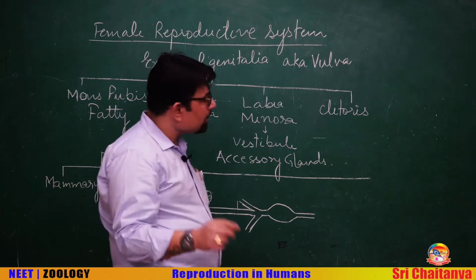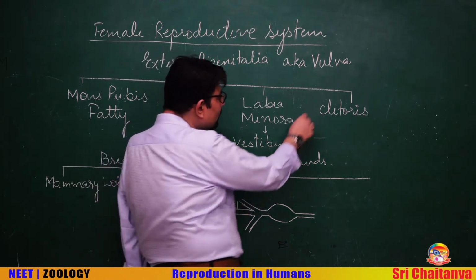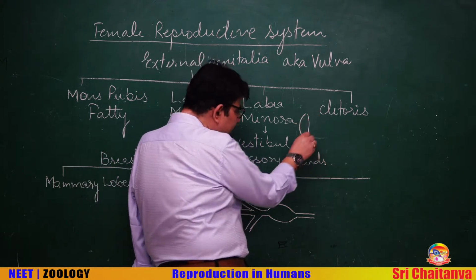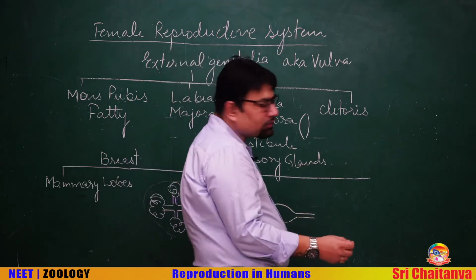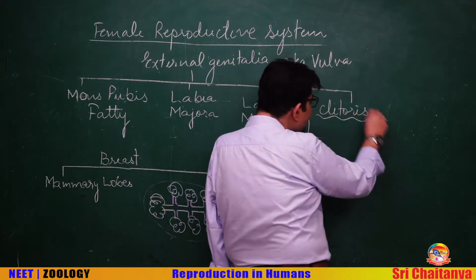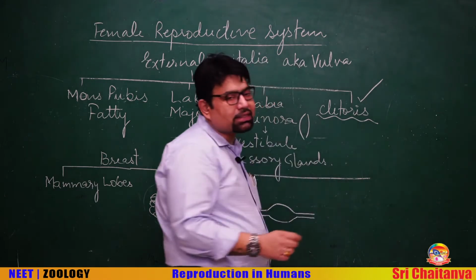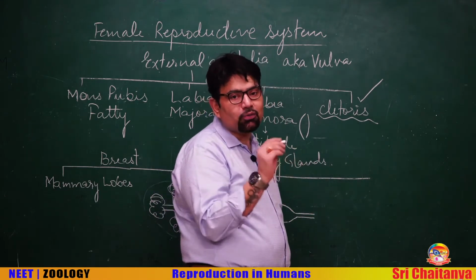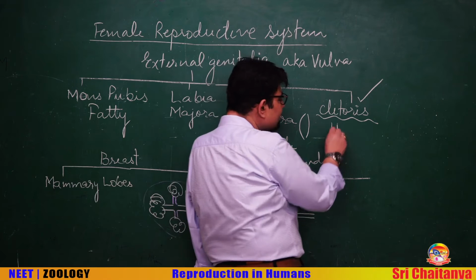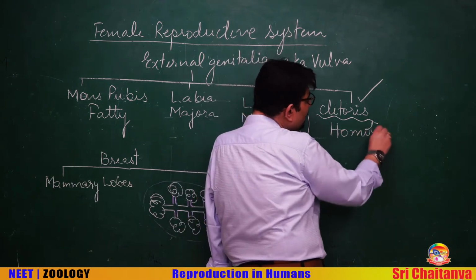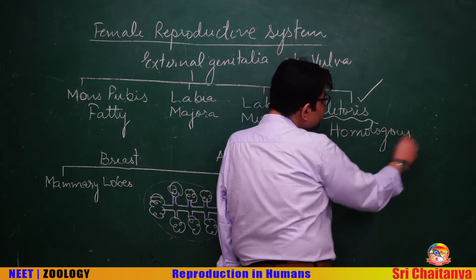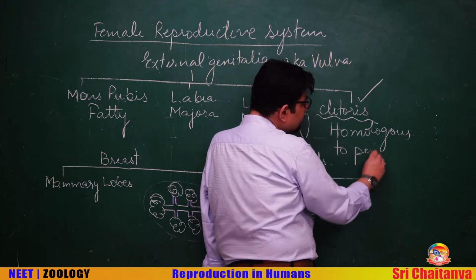Now, important point here, at the anterior end of labia minora, there is a small finger-like projection which is known as clitoris. An important point about clitoris is that it is homologous to male penis. Clitoris is homologous to penis in man.